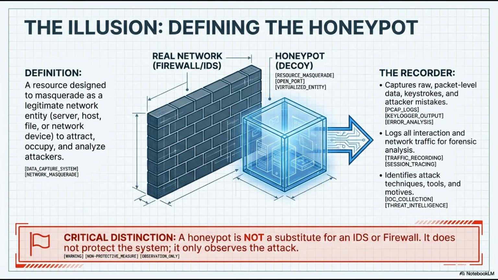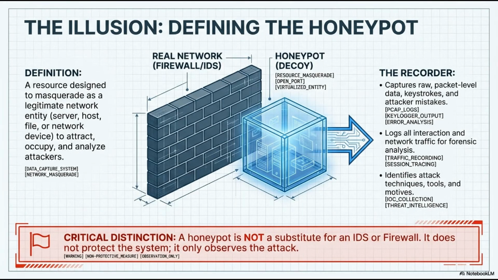Okay, let's pause here because I see a massive red flag on this slide. And based on the quiz material we've reviewed, this is a guaranteed question. There's a warning box. Yes, this is the critical distinction, and you absolutely must remember this. A honeypot is not a substitute for an IDS, an intrusion detection system, or a firewall. I want to make sure we really nail this down. So if I buy a fancy honeypot, I can't just turn off my firewall?